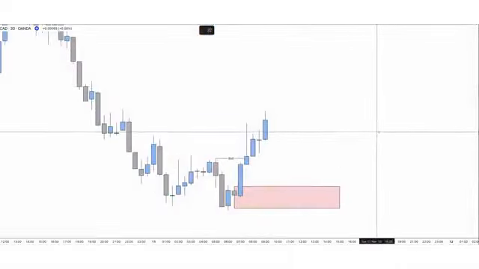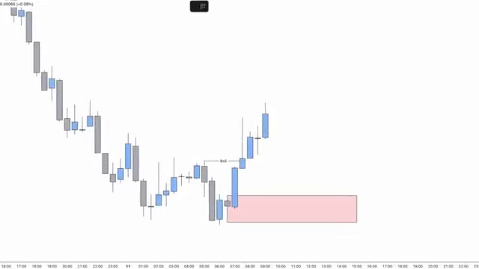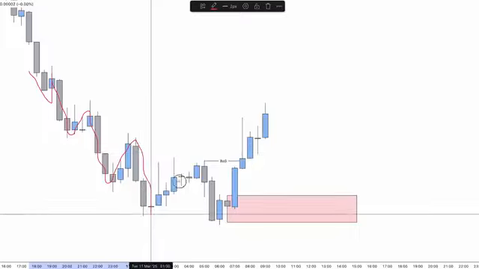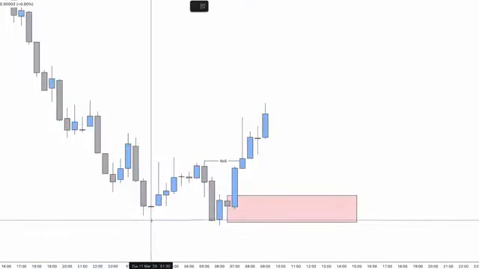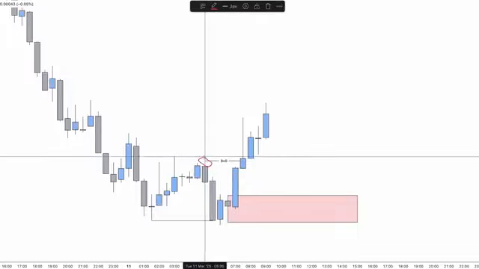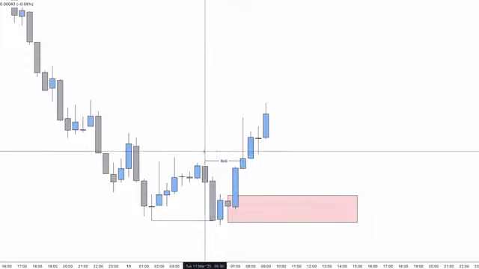Here's an example of a confirmation entry in a real market. So here we have a market that is trending to the downside initially. You can see that the market is here creating consistent lower lows and lower highs, showing that this is indeed a bearish market or a downtrend. Now eventually the market sees a break of structure which takes place over this high.